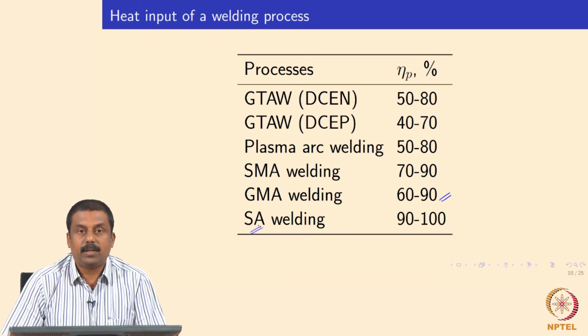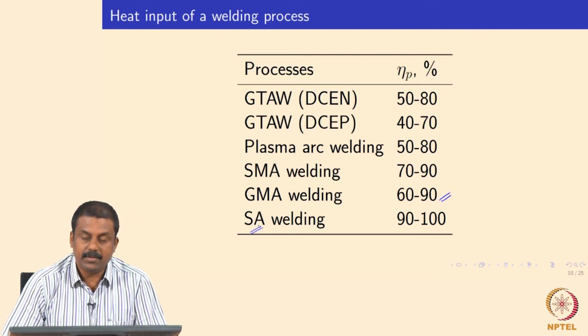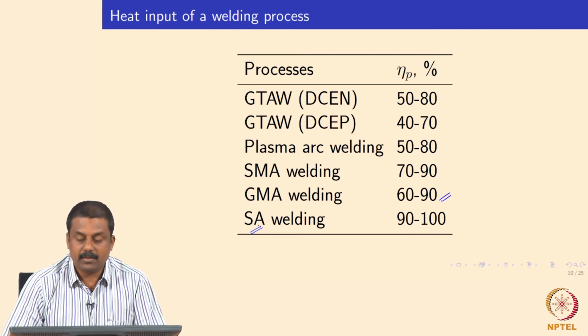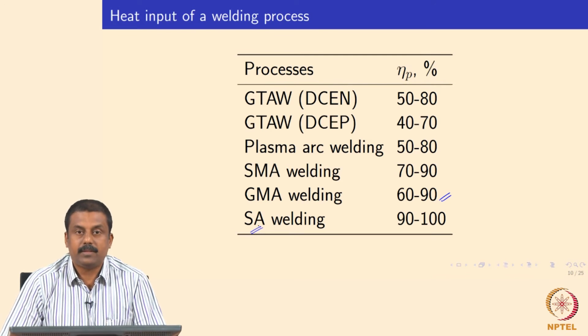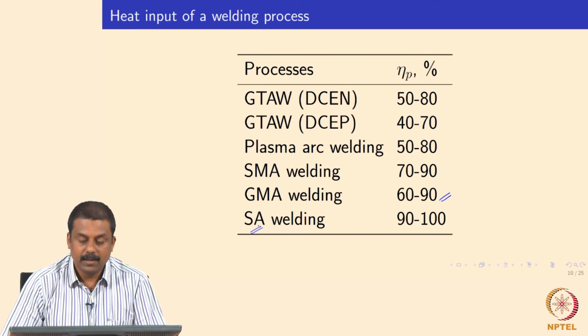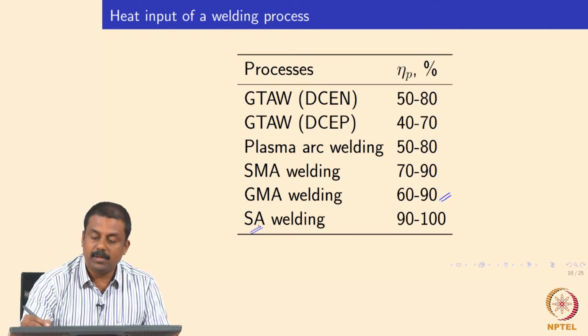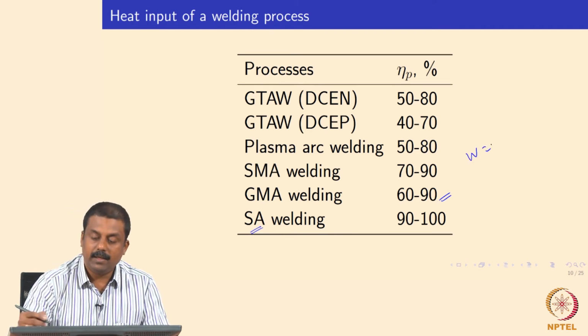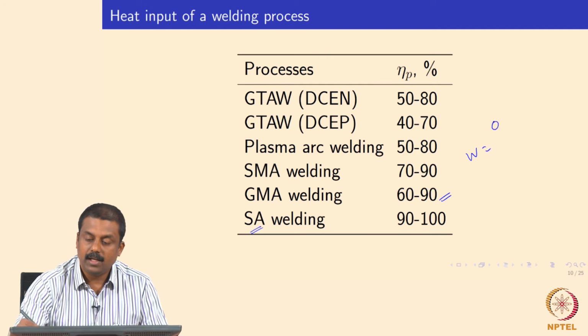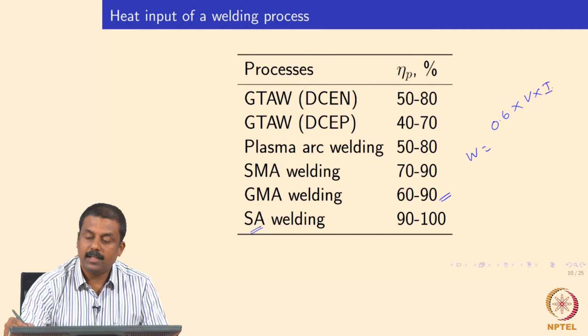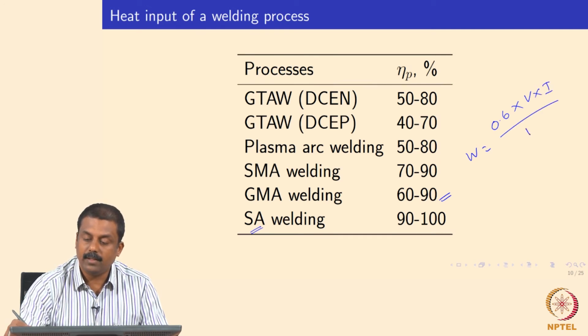So for a GMAW process, the amount of heat that is actually transferred from the arc to the workpiece is somewhere between 60 to 90%. So we can calculate the heat input from the efficiency. For example, if you assume say 0.6, then you can use a voltage, which can be the instantaneous voltage or the mean voltage, and then the current over the velocity, and that will give you the amount of heat that is generated in joules per mm.